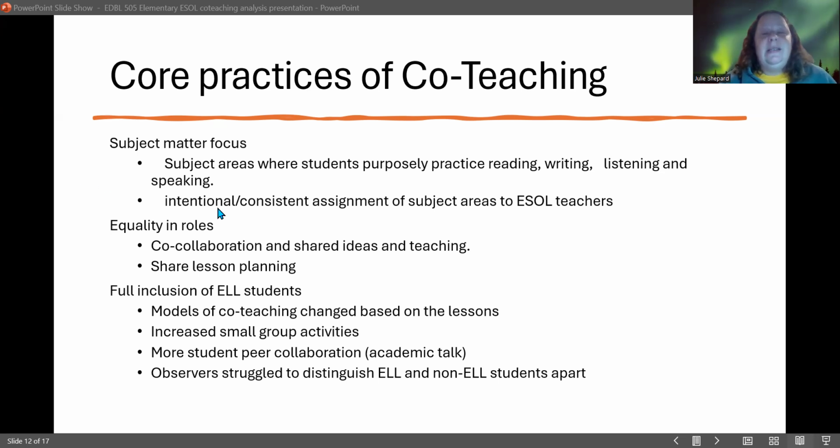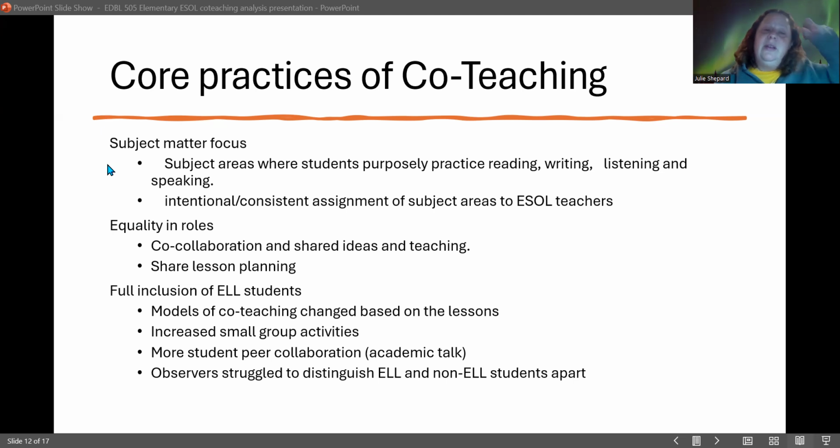And then intentional and consistent assignment of the subject areas to ESL teachers. If there were enough of them in the building, you can have one assigned to ELL content, one assigned to social studies content, one assigned to writing content, and work that way. Those 3 content areas being the biggest focus was where the ESL teachers were put in. They weren't put in during science or math necessarily, because they weren't focusing on those core parts that they need to. It's not to say they didn't use them at all in those areas. It was just less likely to be needed.